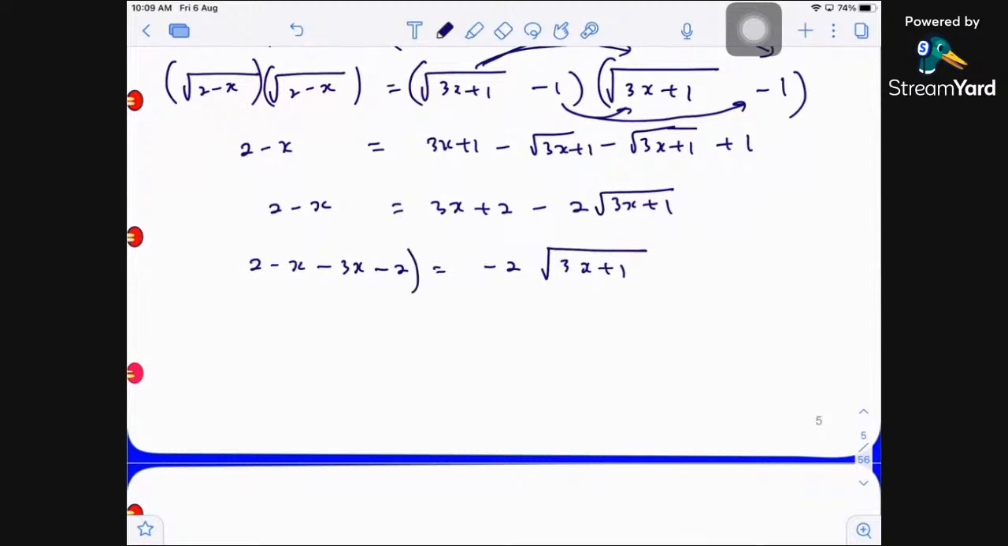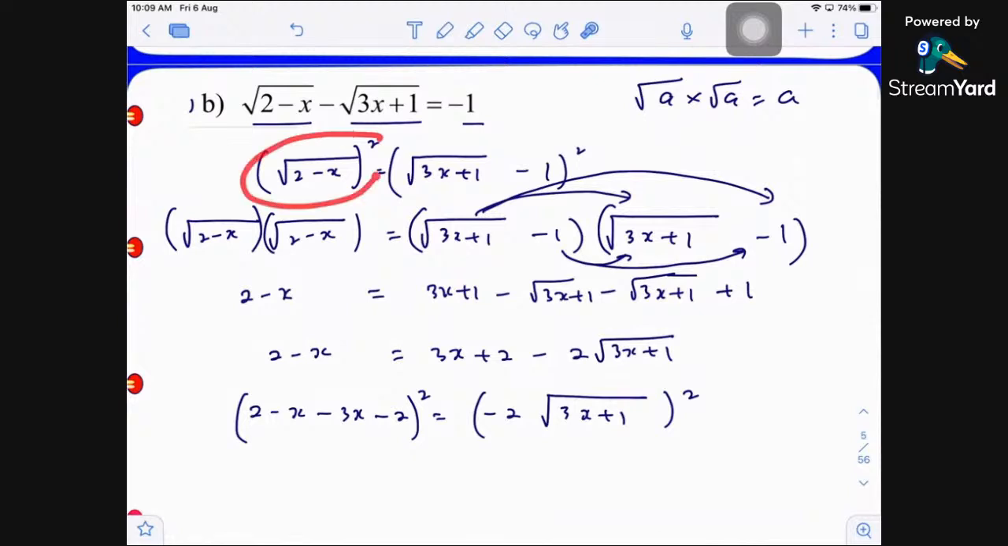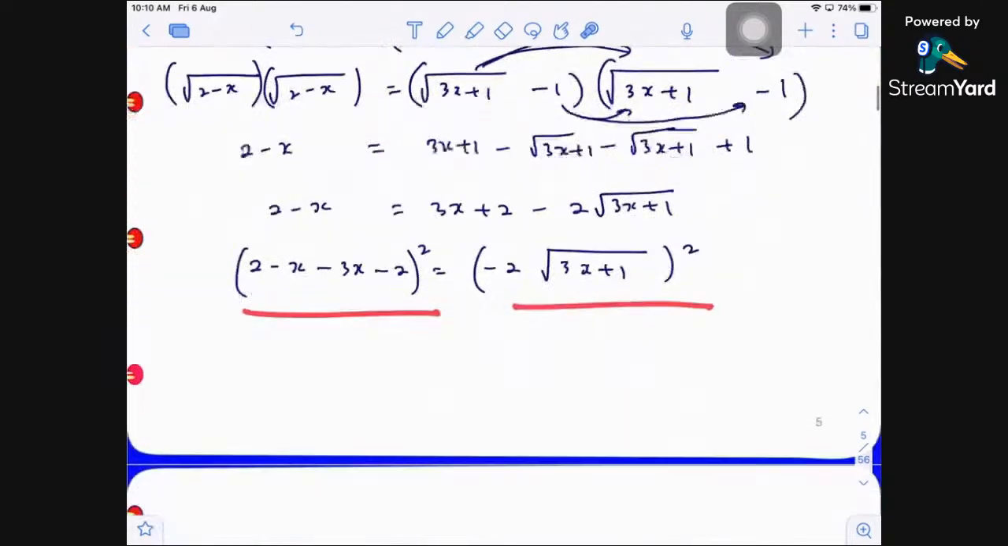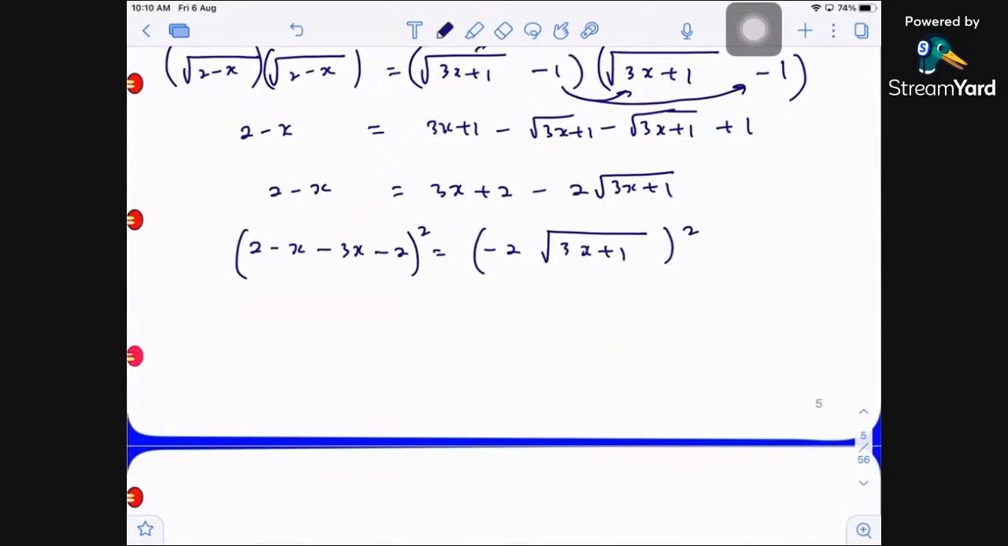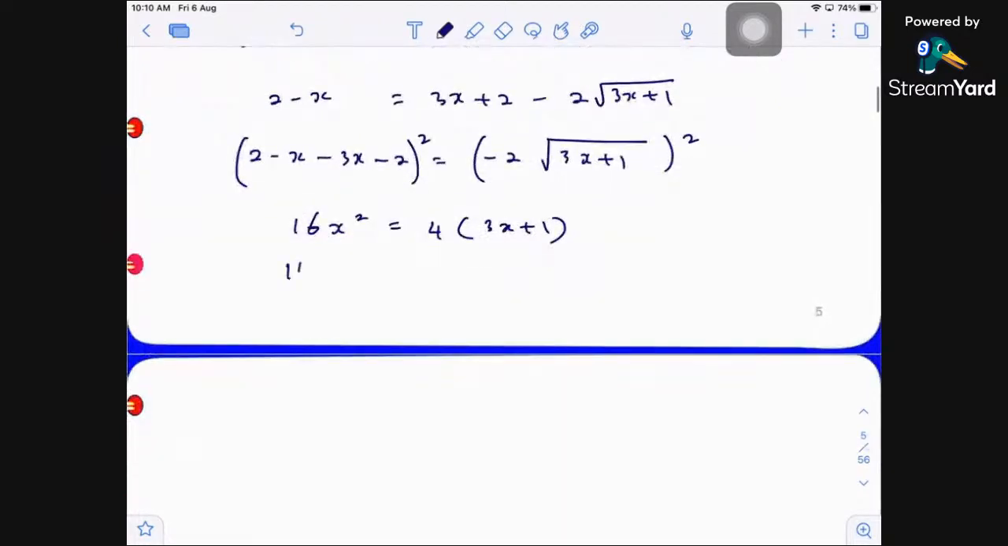Now to get rid of the square root, I must still square here and square here. So if you notice what I did over here, I repeat the process of squaring both sides twice. Over here, I'm going to get 2 minus 2 is 0, so negative 4x. So I get here 16x squared equals to 4. Square root and square will cancel, so it will become 3x plus 1. So here I get 16x squared minus 12x minus 4 equals to 0. I hope that expansion is okay. So 4x squared minus 3x minus 1 equals to 0.